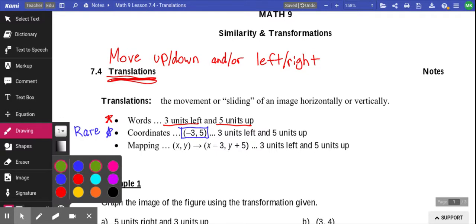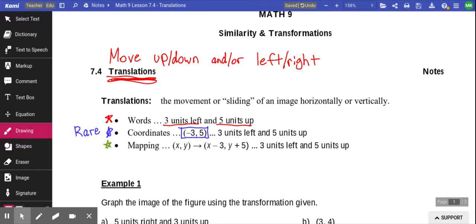The third way, and probably the most important way, is called mapping notation. I'm going to add the word notation in there. It's funny, we don't do mapping notation again until grade 12, but then it becomes very important in grade 12. Mapping notation looks something like this. That would mean take your x values and go 3 left. And that would mean take your y values and add 5, which would mean 5 up.